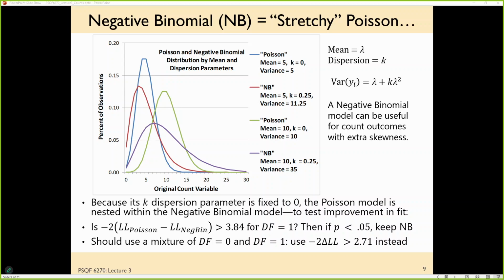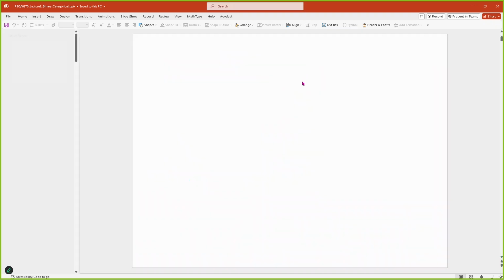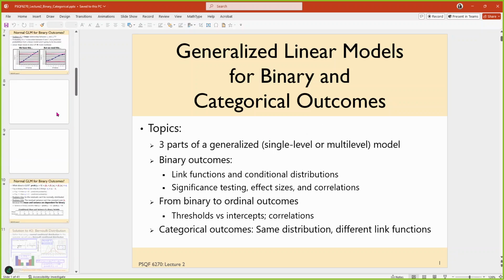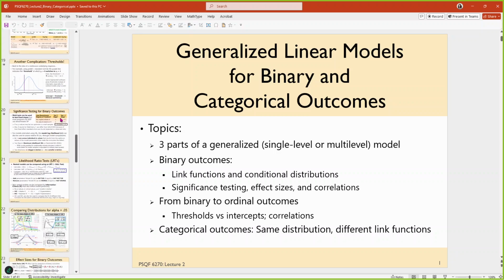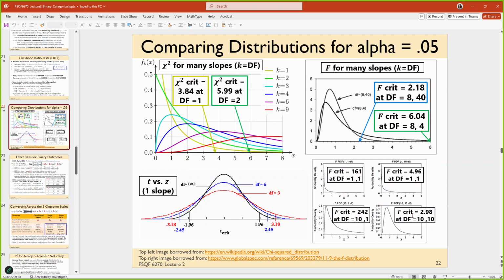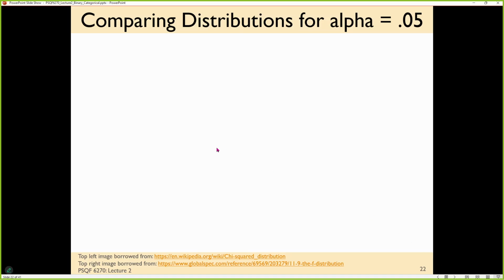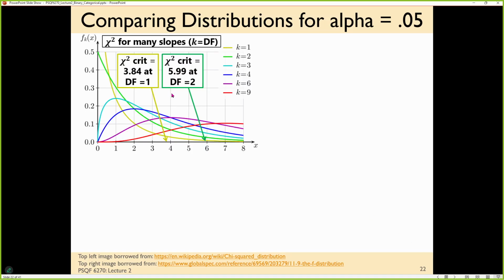3.84 on the chi-square distribution. So I know I put some in. Let's revisit this for a second with pictures, because this will help. Looking for my pictures, one second. This is lecture 2, slide 22. So we're in this one right here.